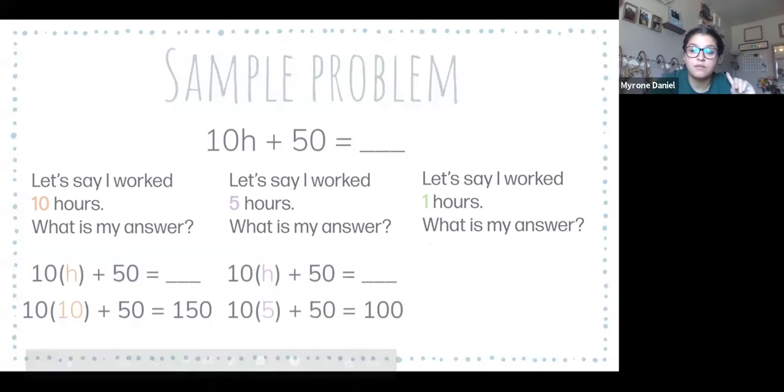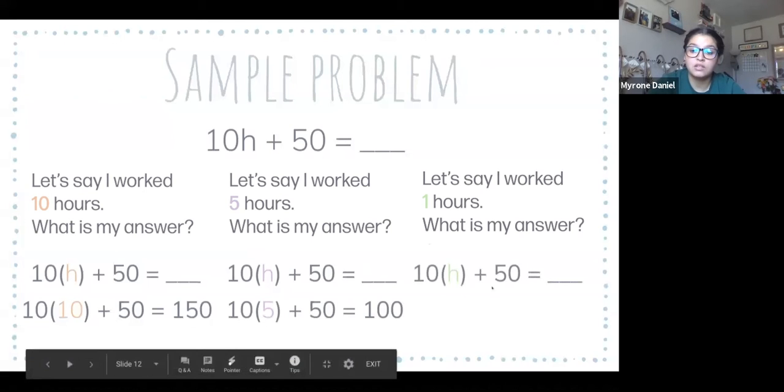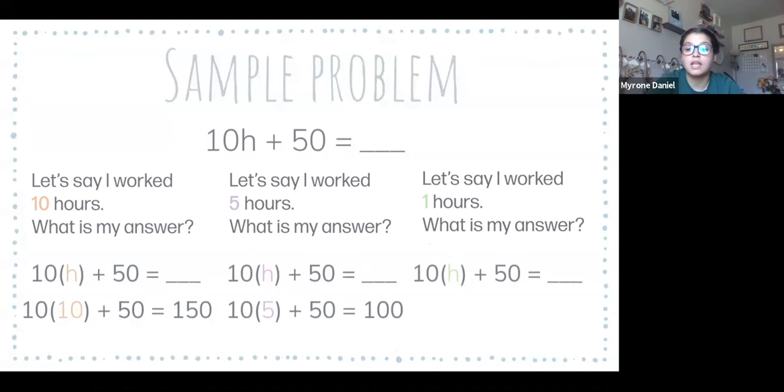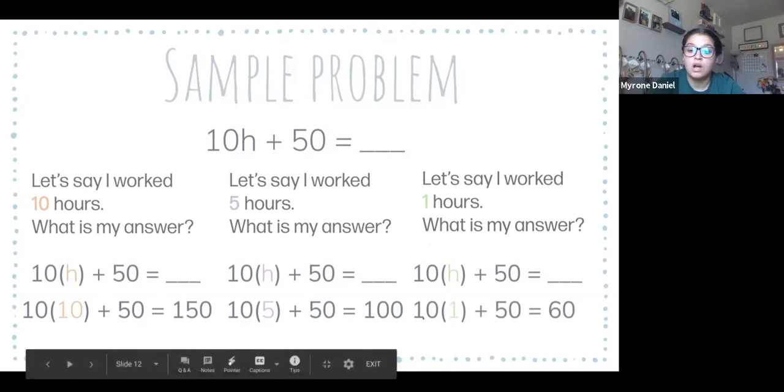Now, let's say we worked for 1 hour. What would our answer be? Well, let's rewrite our expression. We have 10 times H plus 50. Our H stands for the number of hours we worked, and the next day I worked only 1 hour. So I got 10 times 1 plus 50. Well, a number multiplied by 1 is itself, so that is 10 plus 50 equals 60.